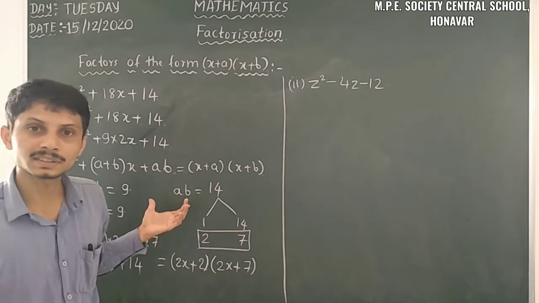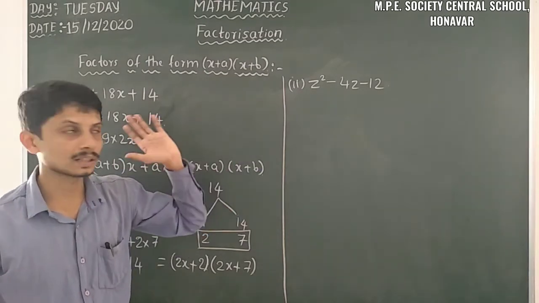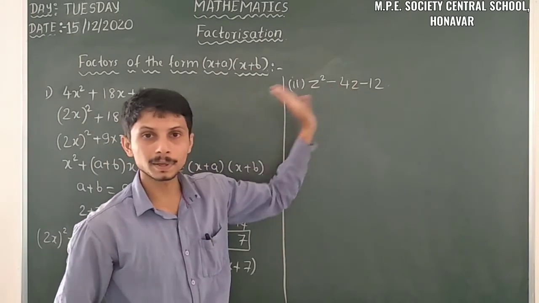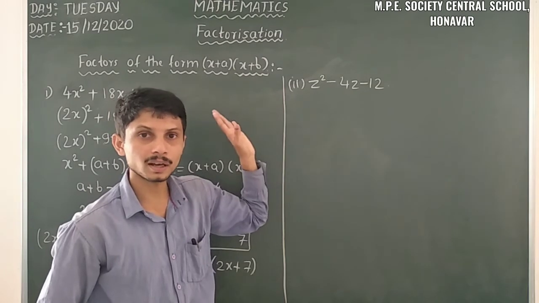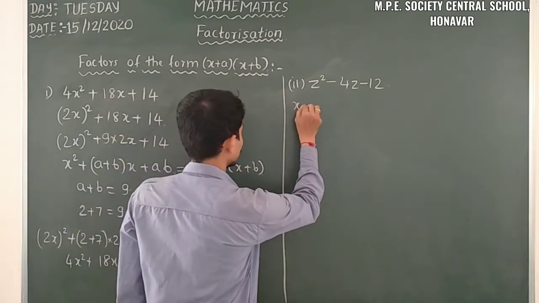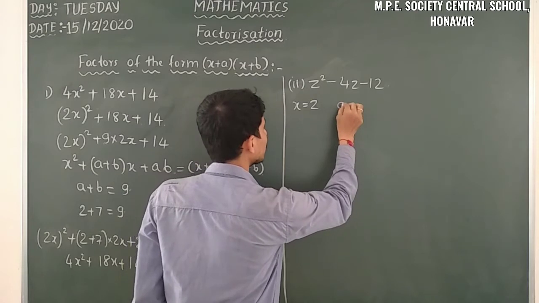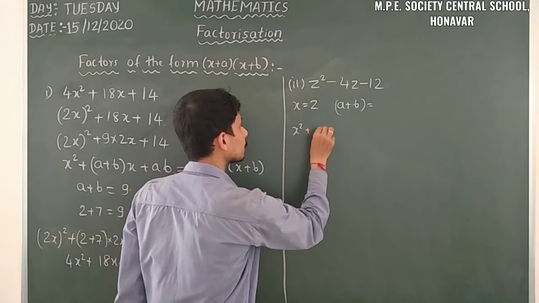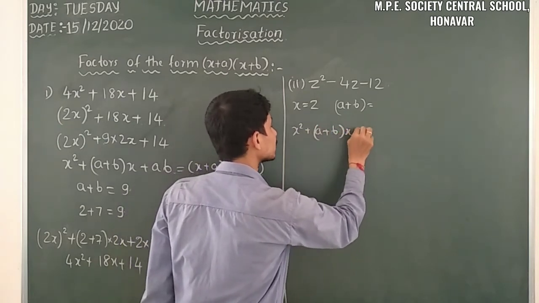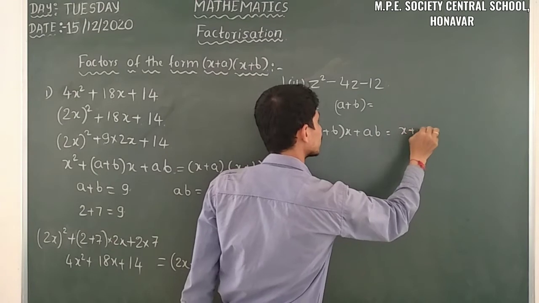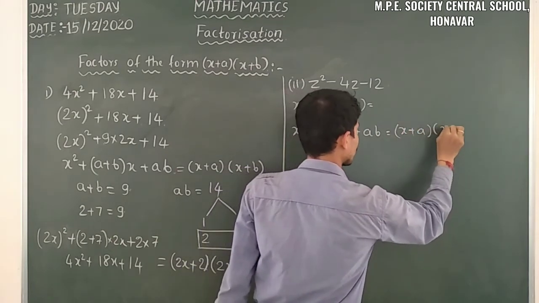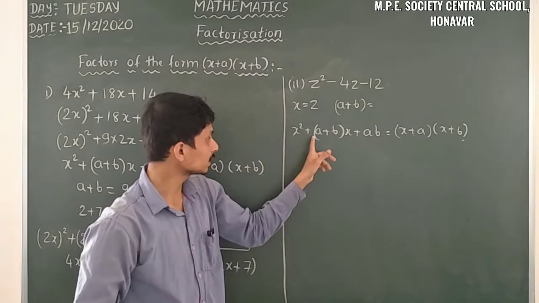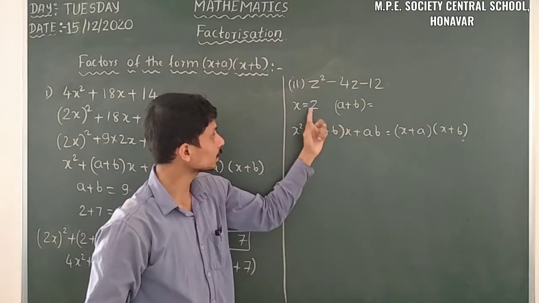So here we have to take the same steps also. You just observe it's in the form x^2 + (a + b)x + ab. This format we have. So what's the value of x here? z. What is the value of a + b here? Already we know that x^2 + (a + b)x + ab is equal to (x + a)(x + b). So this LHS is of that form, that is (a + b)x. So here in the place of x we have z.